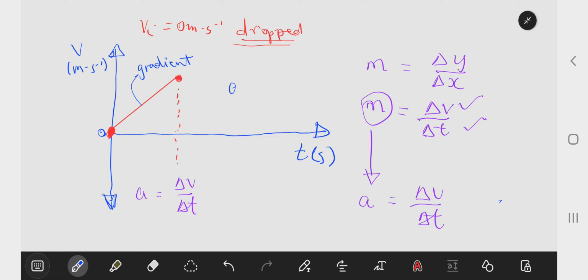And the acceleration of a projectile is the same as the gravitational acceleration, which is 9.8 meters per second squared. And the direction is downwards because acceleration is a vector. So this is very important to note, that the acceleration of a projectile is always 9.8 meters per second squared downwards, right? So what could be the conclusion on this graph here?